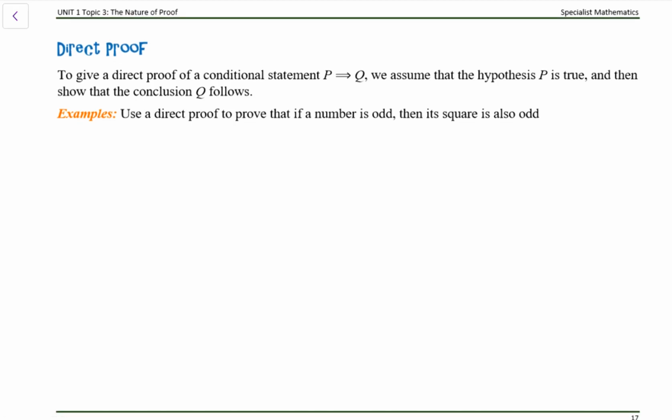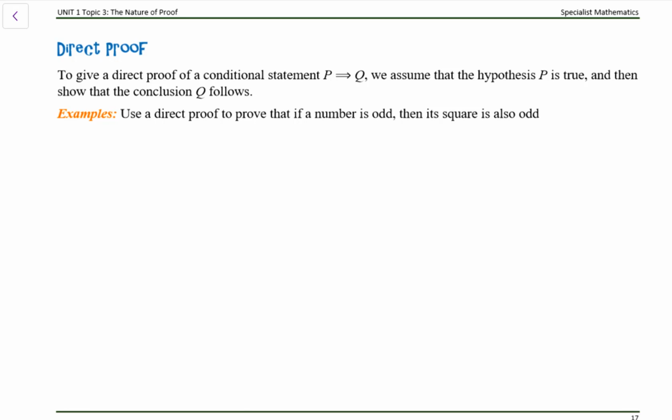Now let's start by looking at direct proof. To give a direct proof of a conditional statement, P implies Q, we assume the hypothesis P is true, and then we go and show that Q follows. Okay? So let's look at the example.